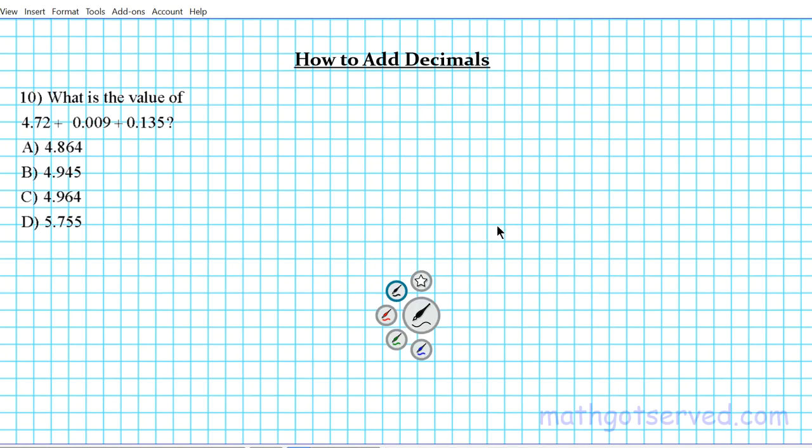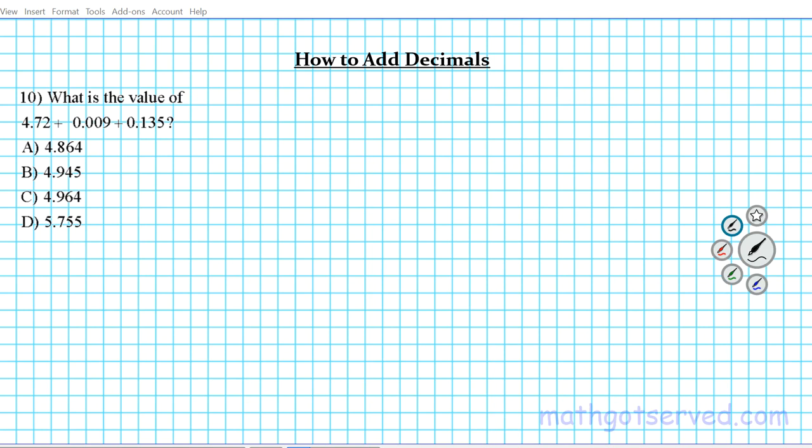Okay, question number 10. In this problem, we're going to be looking at how to add decimals. This is an extension that is very similar to the skill that was assessed in question number 8 on how to add multi-digit integers. Remember, we added a 4-digit integer with a 3-digit integer. Well, now we're dealing with decimals, but the same principle applies.